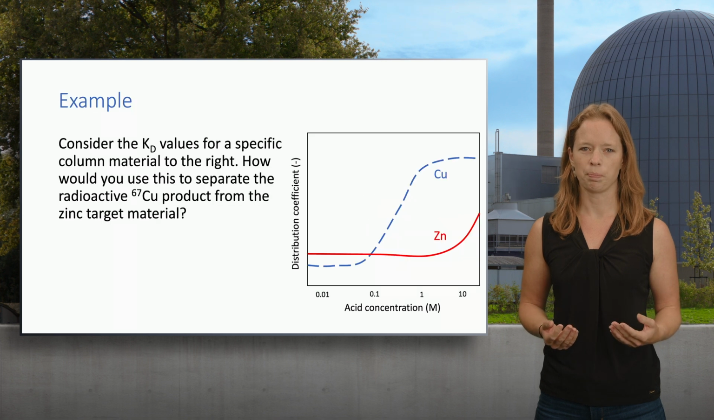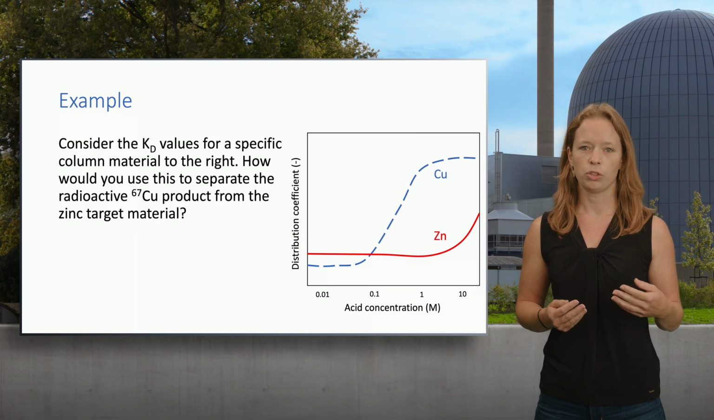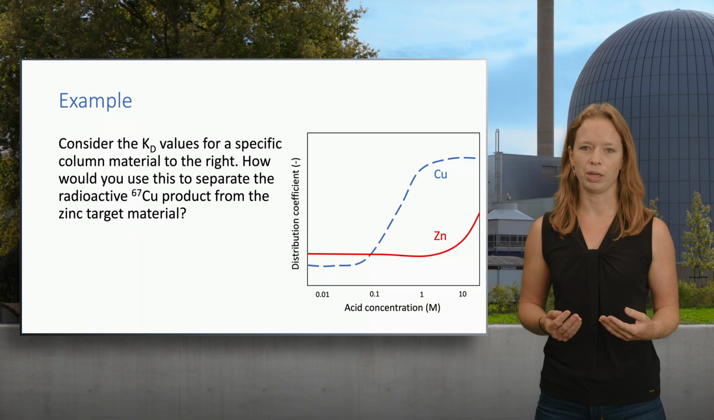Let's look at an example. Say that you have irradiated a zinc target material to produce copper-67. You want to use a column material for the separation of these two metals, and the Kd values for this column material are displayed in the figure. How would you use this column to separate the two metals?